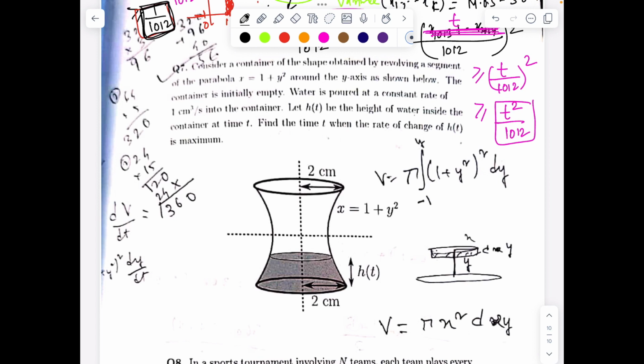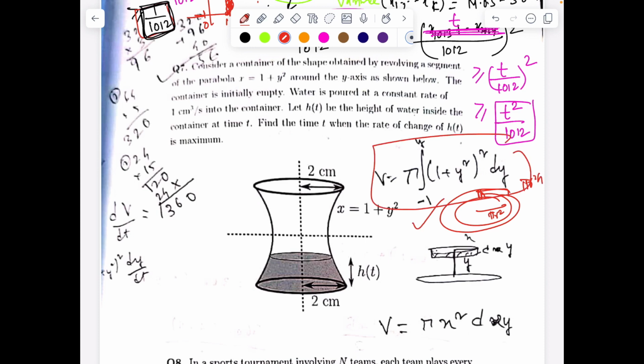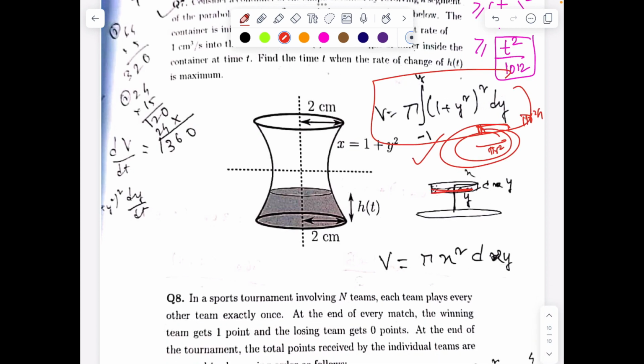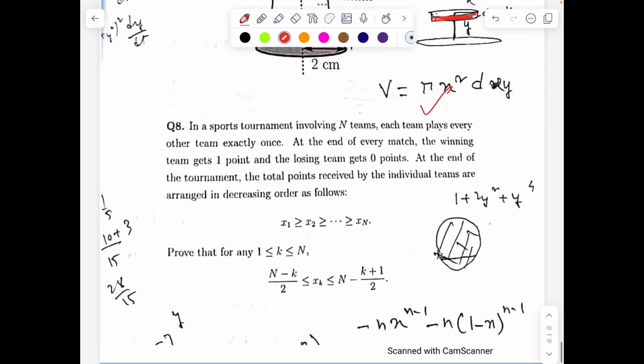Okay, question number 7 was an easier question, a basic application of derivatives. Volume is nothing but, if you have a circular cross section, the area is pi r square and the height is h, so the volume is pi r square h, and that's what is mentioned there. So you just take a small element as shown in this diagram and integrate over that particular element.